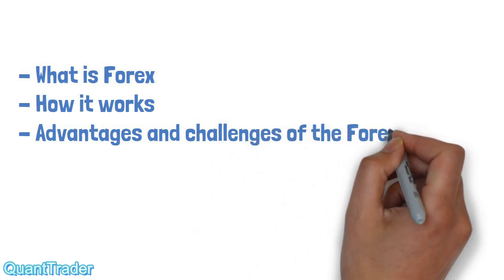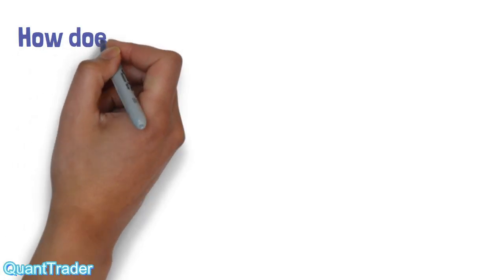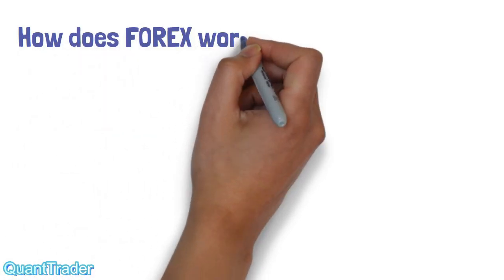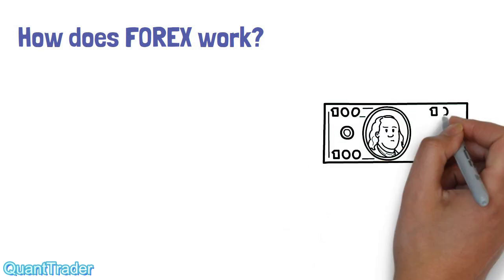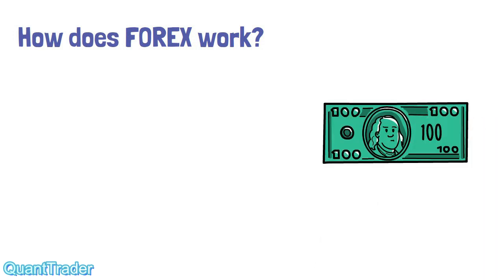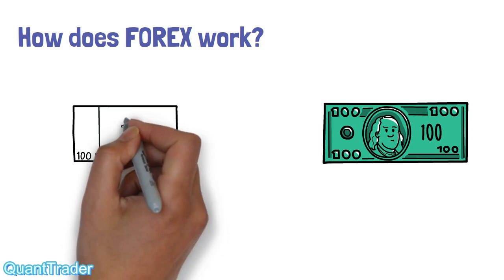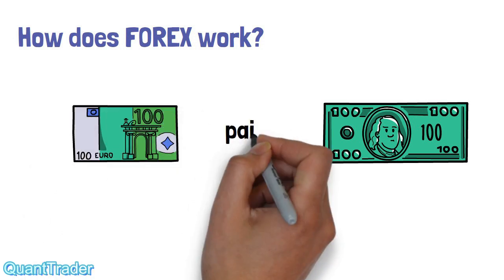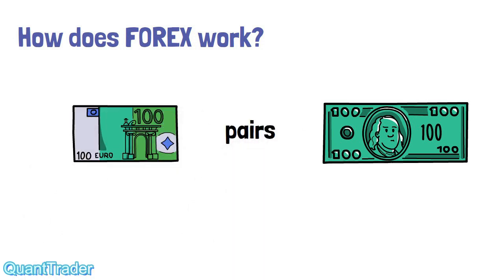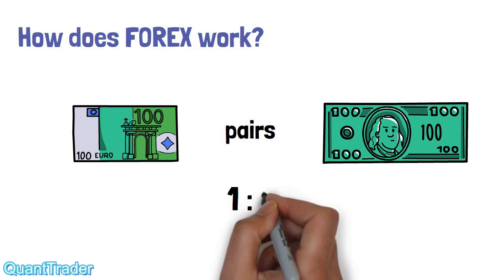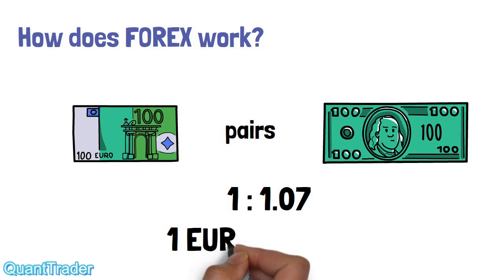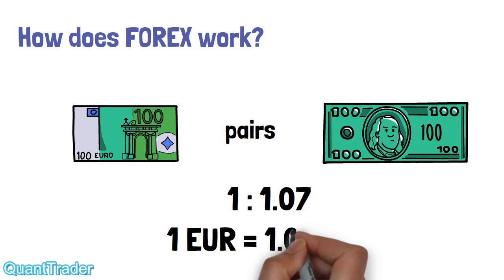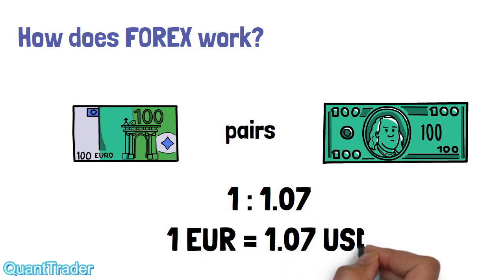So let's get started. Let's now have a closer look at how Forex works and how people are trading on the Forex. On the Forex market, currencies do not have prices of their own. There is only an exchange rate, or they call it pairs. For example, you want to exchange euro to USD, and the exchange rate as of today is 1.07, meaning giving 1 euro you will get $1.07.